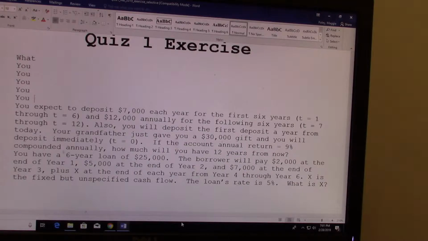So what you can do is use $30,000 for present value and use 9% for interest rate for both annuities. The first annuity is 6 years, so N should be 6 years. PMT should be $7,000. Since you deposit the $7,000 into the account, and the $30,000 gift also goes into the same account, both should have the same sign. So for the first annuity, your present value should be $30,000, PMT $7,000, rate 9%, N 6 years.